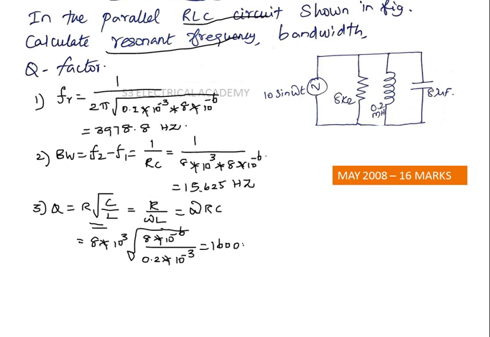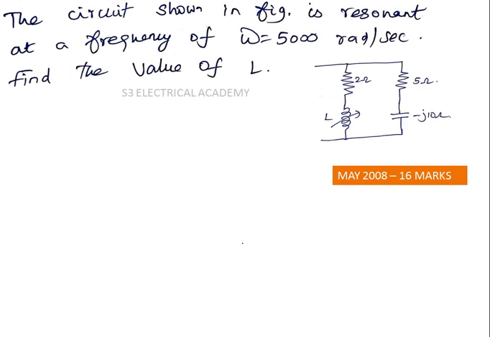So resonant frequency, bandwidth as well as quality factor. This question was asked in May 2008 for 16 marks. Now we switch over to question number 4. The circuit shown in figure is resonant at a frequency of 5000 radians per second. Find the value of L. This question was asked in May 2008 for 16 marks.